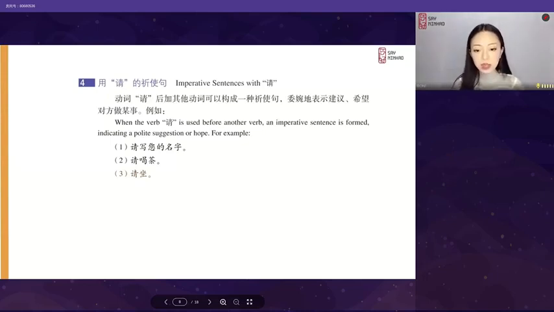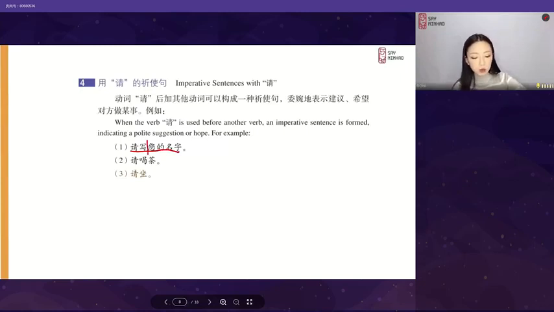Next one is the imperative sentence with 请. So imperative sentences are about giving an order and request, a request or prohibition or suggestions. These kind of sentences are imperative sentences. Okay, so after the 请, if we put a verb, then it makes an imperative sentence. And it can form a polite suggestion or hope. Okay, let's see some examples. First one, 请写您的名字.